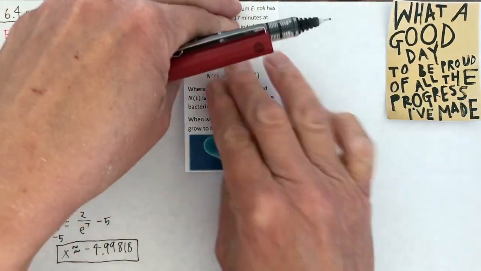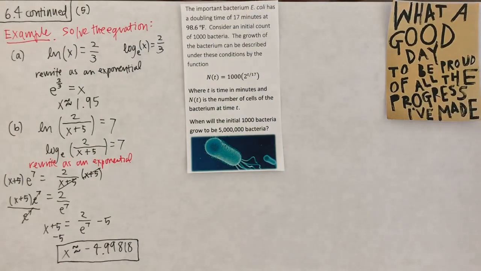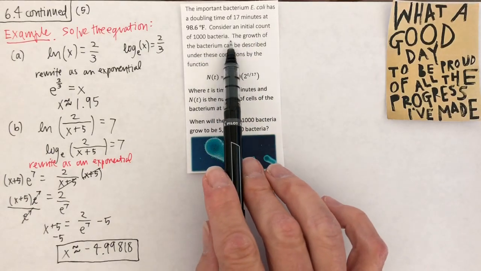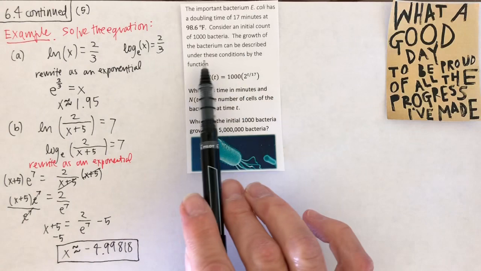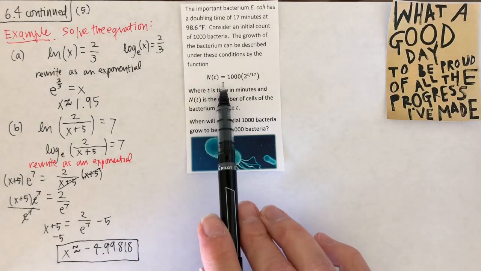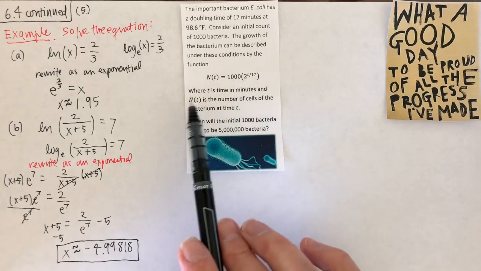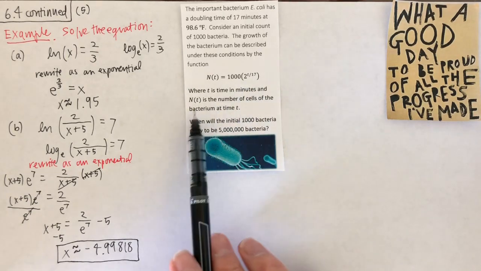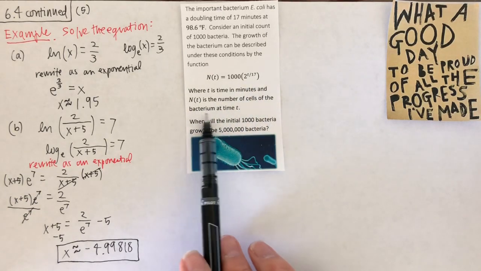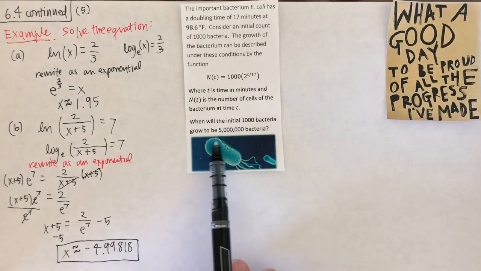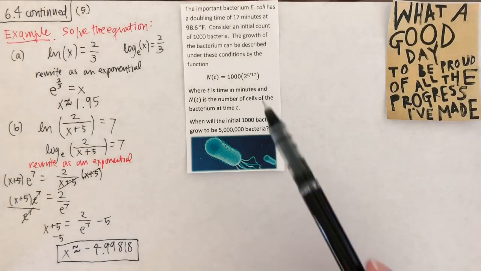Okay, this is a great example. The important bacterium E. coli has a doubling time of 17 minutes at 98.6 degrees Fahrenheit. Consider an initial count of 1,000 bacteria. The growth of the bacterium can be described under these conditions by the function n of t equals 1,000 times 2 to the t over 17, where t is time in minutes and n of t is the number of cells of the bacterium at time t. When will the initial 1,000 bacteria grow to be 5 million bacteria?